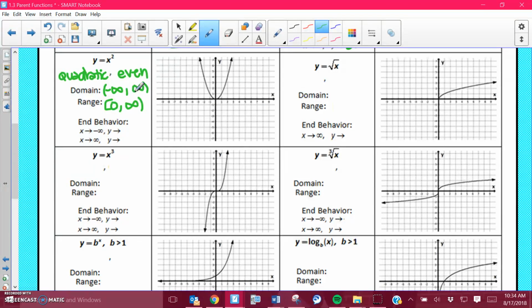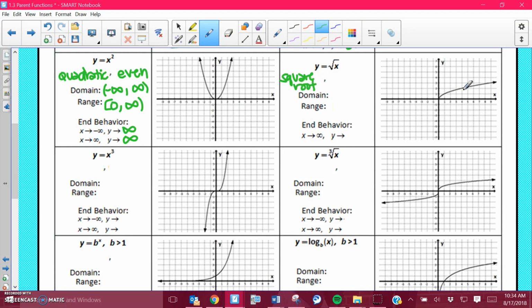The end behavior, again, is almost exactly the same as the absolute value. As your x is getting smaller, your y is getting bigger, and as your x is getting bigger, so is your y. Okay, let's try a different one. This guy right here, this is the square root function.